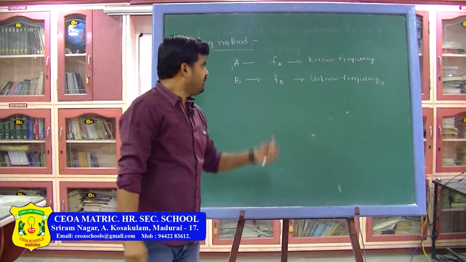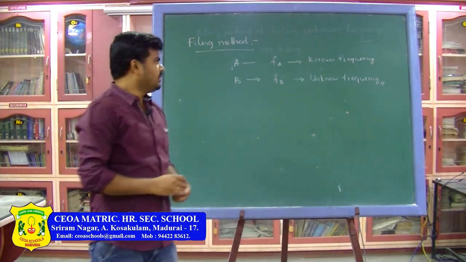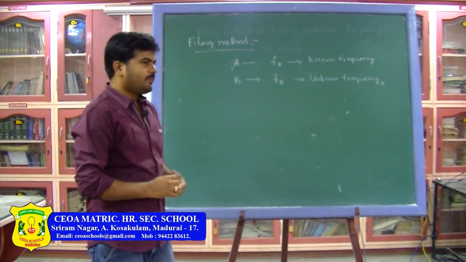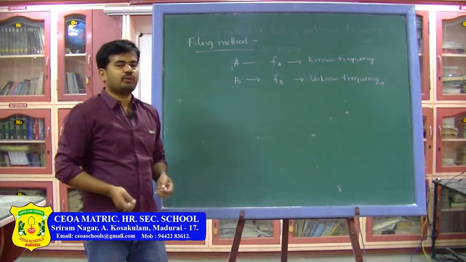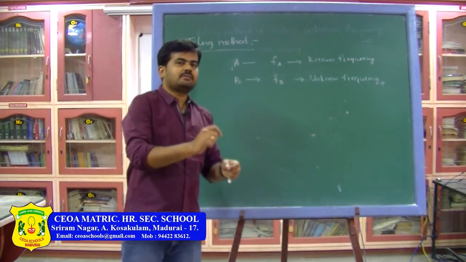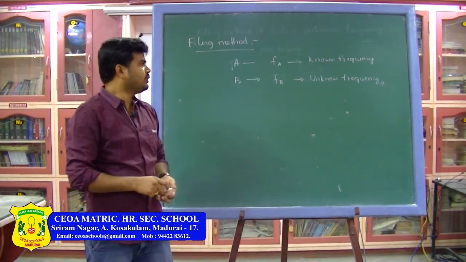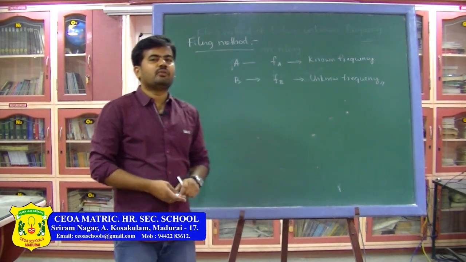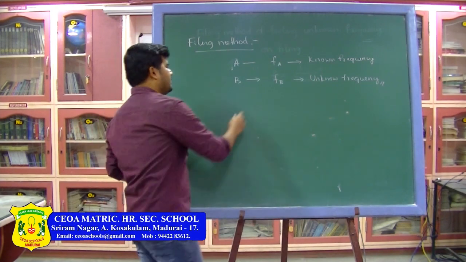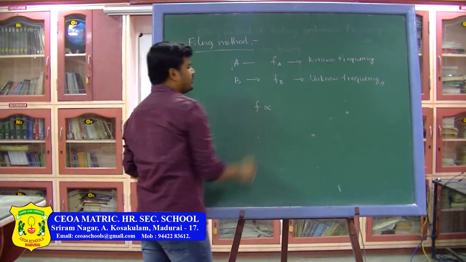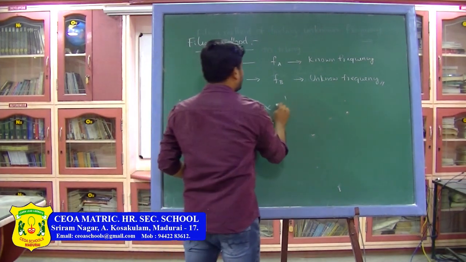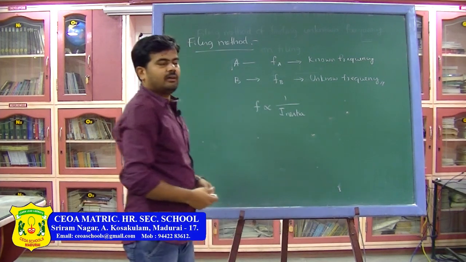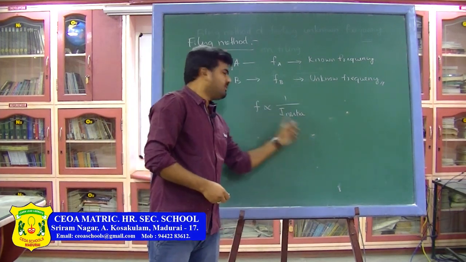Now, before going to discuss the actual method, let me tell you what will happen on filing a tuning fork. Filing means rubbing a tuning fork prong with sandpaper. That means the thickness of the tuning fork prongs will decrease. So, on filing, the inertia of the tuning fork will decrease. The frequency of a tuning fork is generally inversely proportional to the inertia of the prongs. So, as on filing the inertia will decrease, the frequency will increase.